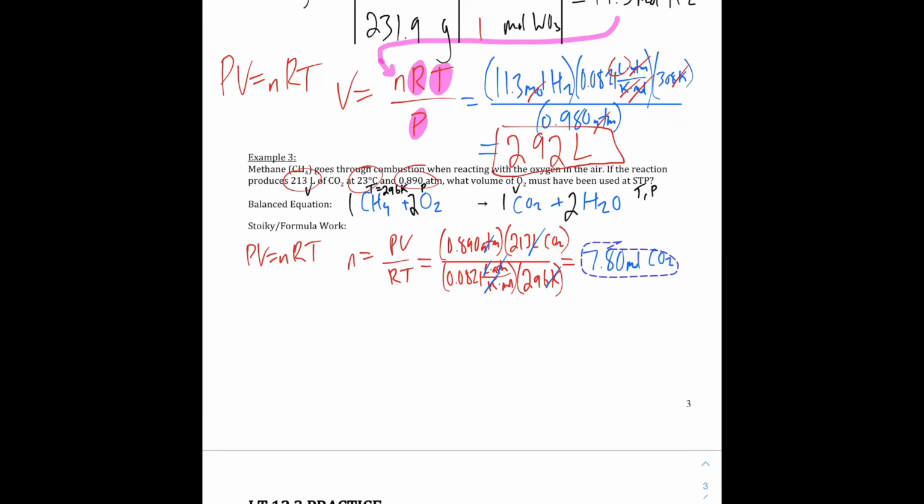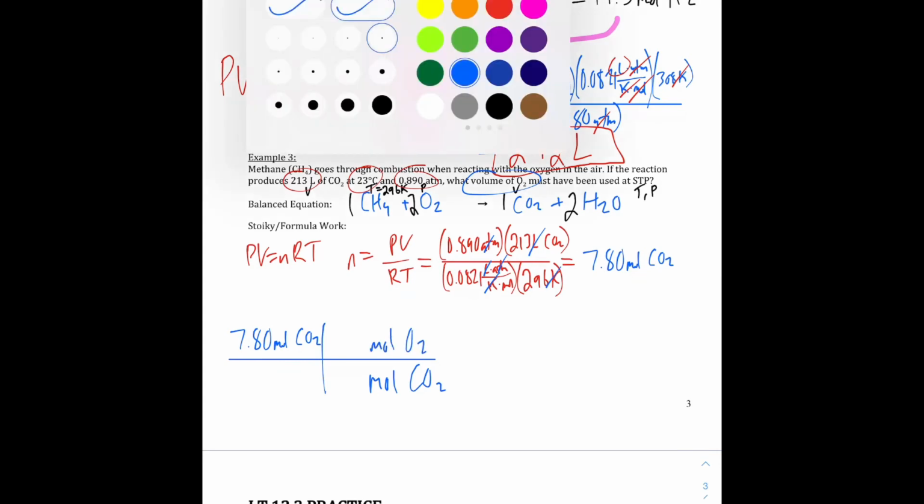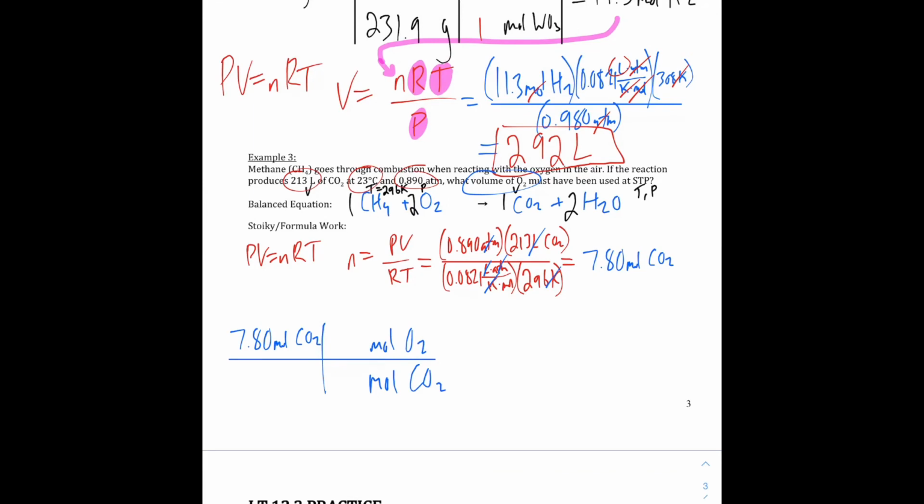So let's take that value, do a little copy and paste. There we go. And convert that using a mole ratio to the thing that we want, which is not carbon dioxide, it's oxygen. So go to moles of O2, and that ratio is 1 to 2. Okay, so we're going to have double the amount of moles from what we had before. That's 15.6 moles of O2.